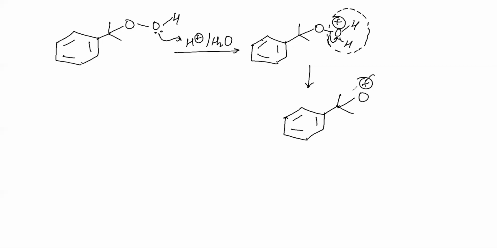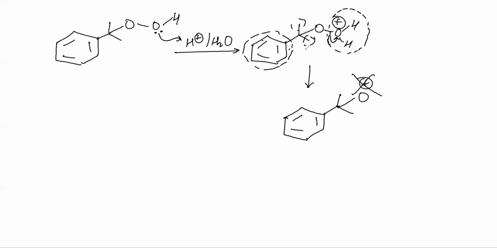But it can't happen. You can't break the octet of oxygen. So the moment this water leaves, one of these three groups will migrate towards oxygen, so that oxygen's octet can be re-established. Can you tell me, out of these three, which one will move?